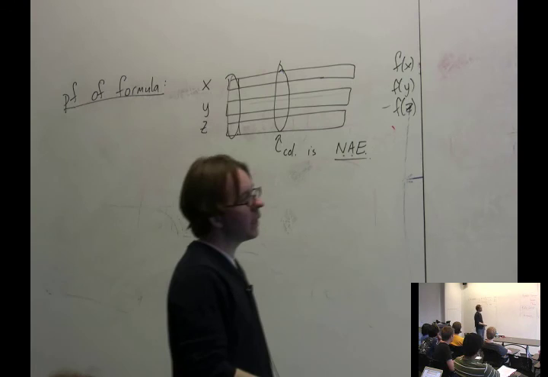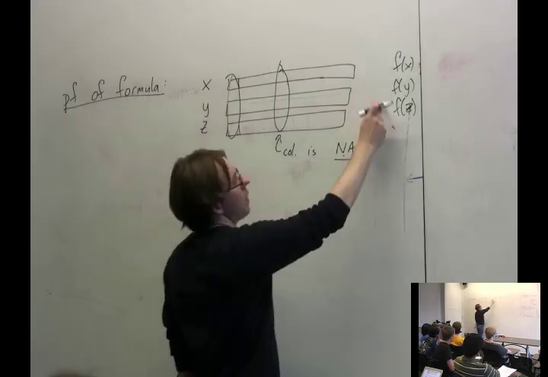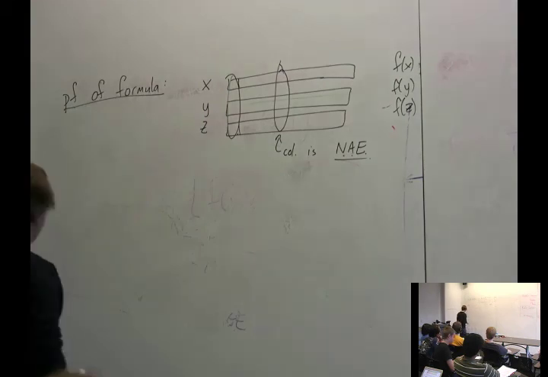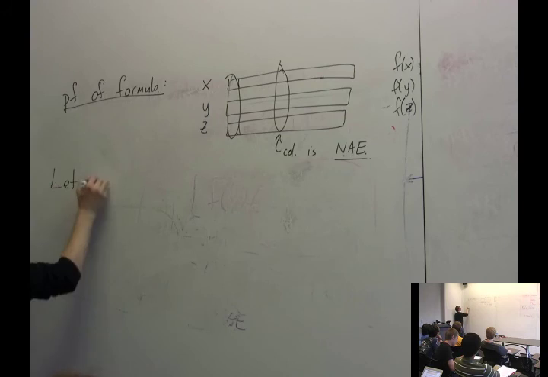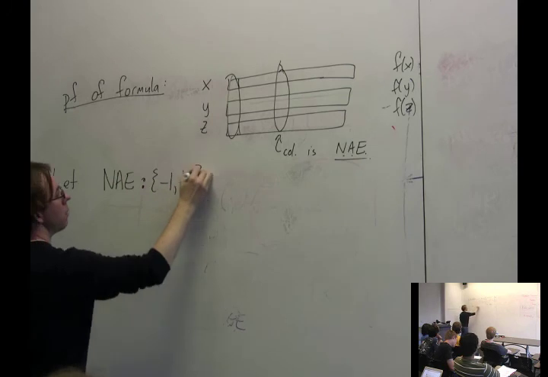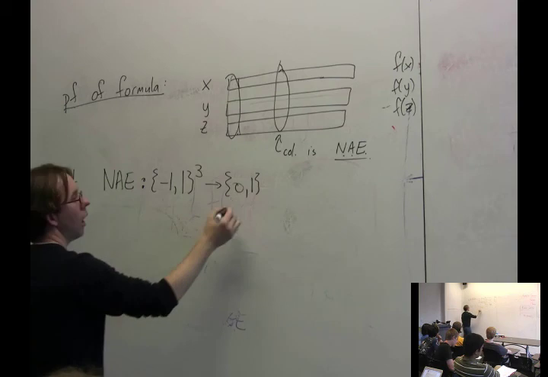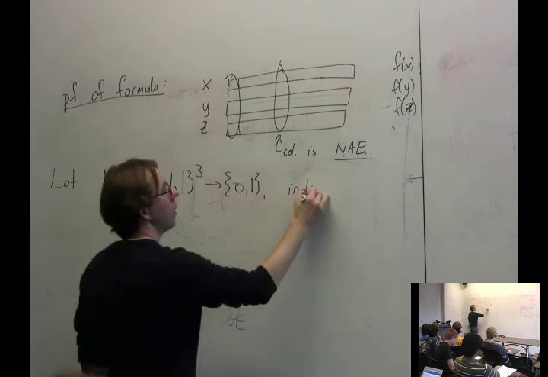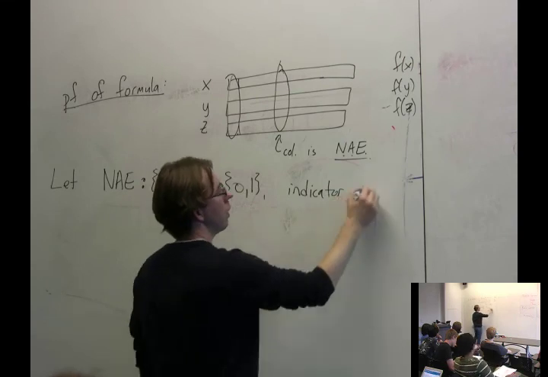So what we can do is write the indicator random variable for the event that these guys are not all equal. And we can, in fact, even do that using Fourier analysis. So let NAE be the function that takes 3 plus or minus 1 bits and outputs either 0 or 1, which is the indicator of not all equal.